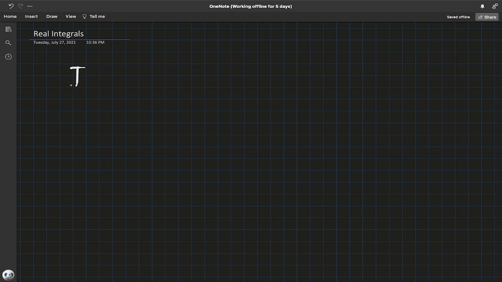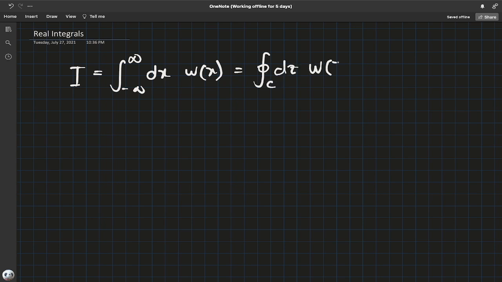Let's start. Let's have I, which is a real integral from negative infinity to infinity of dx w of x. Well, I'm saying we can sort of solve this real integral by converting it into a contour integral in the complex plane. So sort of complexify it and make it a contour integral. And it's important to see what kind of contour we choose. Since this is a real integral, some part of the contour will be on the real axis.